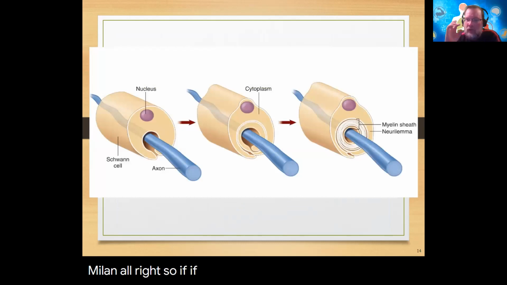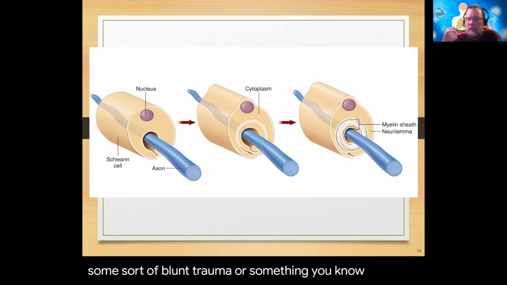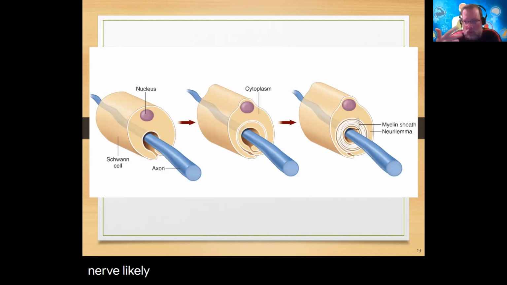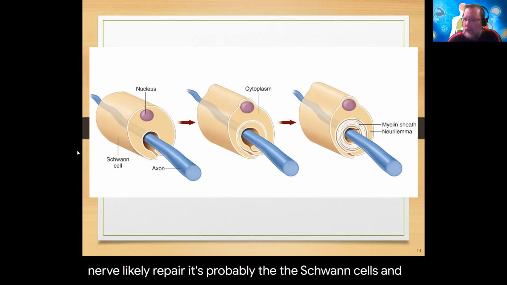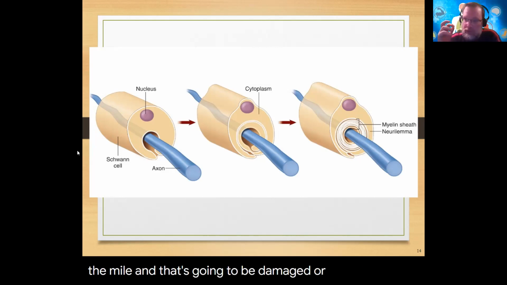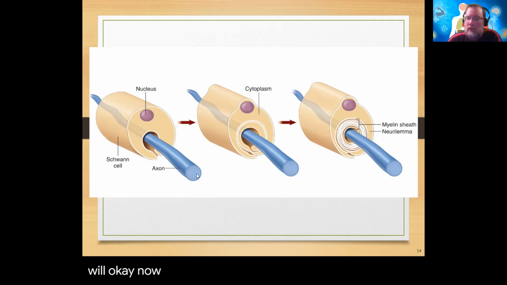If I do get nerve damage, like a peripheral nerve gets damaged by some sort of blunt trauma or something, the nerve will likely repair. It's probably the Schwann cells and the myelin that are going to be damaged or bruised, if you will. Now, axons, we haven't really done them much, but we're about to. Remember, axons are the long tails of a neuron, and in the peripheral nervous system, the axons are typically pretty long.